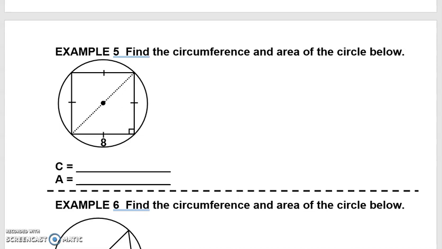Find the circumference and area of the circle below. So the next three examples are going to be similar. It's going to be trickier to find your radius. All right. We want to know this length. We know this is 8. We know this is also 8. Okay. We should notice this is half of a square. So this is a 45, 45, 90, which means this is x, x, and x root of 2. So that means our diameter is 8 root of 2.